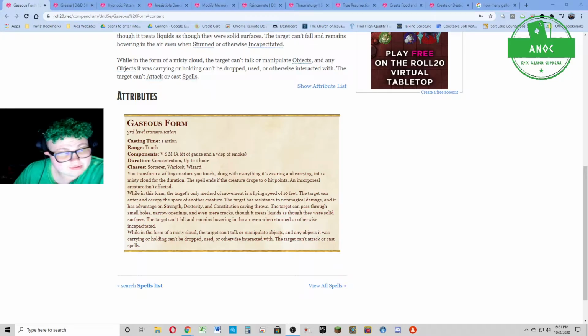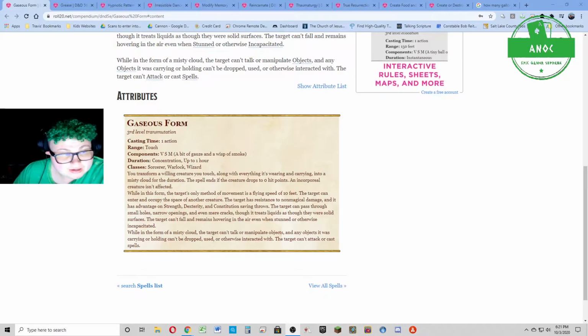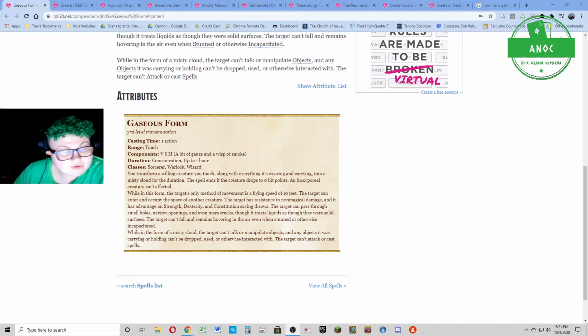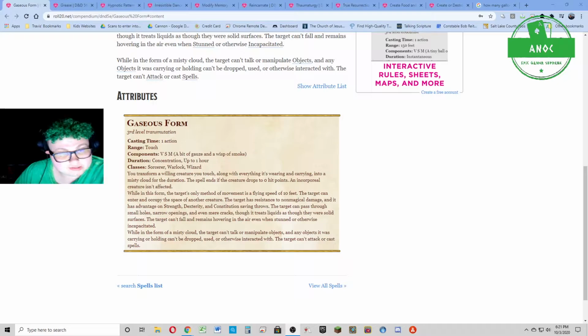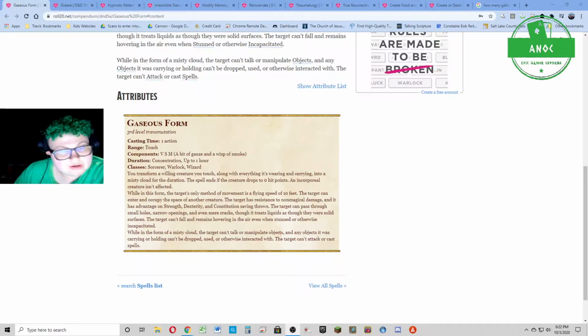The target can pass through small holes, narrow openings, or even mere cracks, though it treats liquids as though they were solid surfaces. The target can't fall and remains hovering in the air even when stunned or otherwise incapacitated. While in the form of a misty cloud, the target can't talk or manipulate objects, and any objects it was carrying or holding can't be dropped, used, or otherwise interacted with. The target can't attack or cast spells.